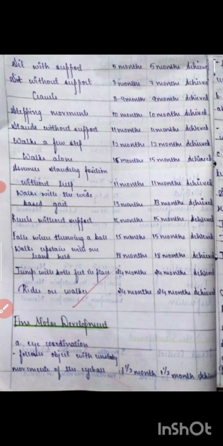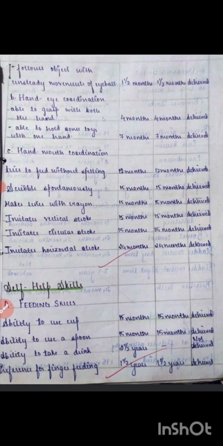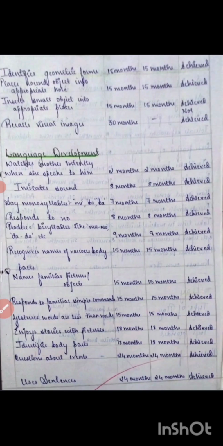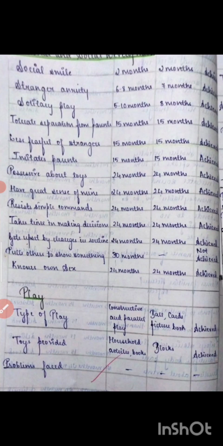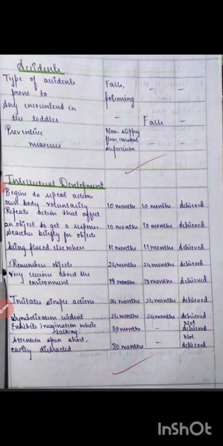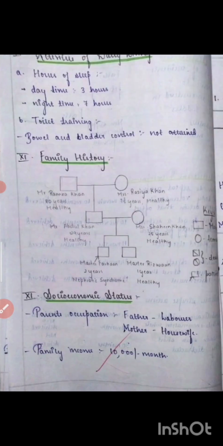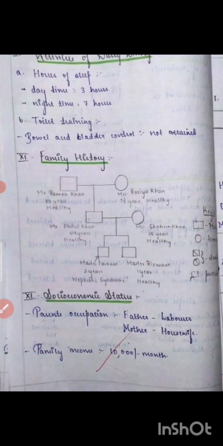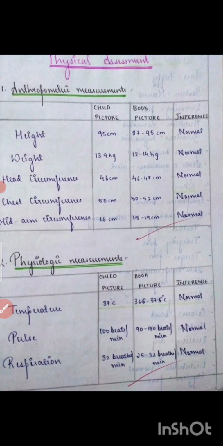See, there is the fine motor development, the self-help skills, sensory development, then the language development, emotional and social development, play, accidents, and intellectual development. You all can copy the same thing. Next come the activities of daily living, then the family history. You all have to write the 3 generations. Then comes the physical assessment.